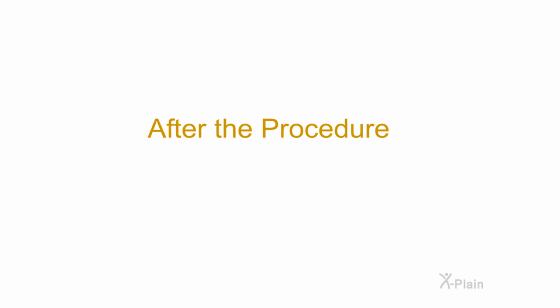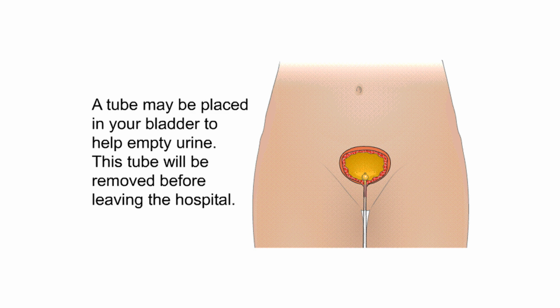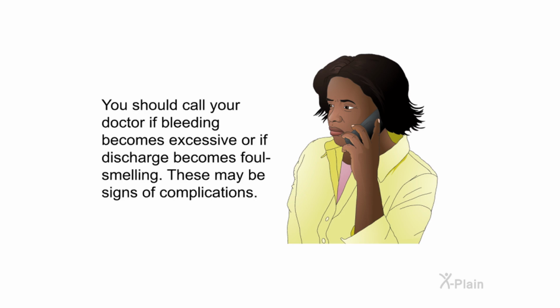After the procedure. After the procedure, you will be allowed to recover from the general anesthetic, if it was used. A tube may be placed in your bladder to help empty urine. This tube will be removed before leaving the hospital. Some cramping is expected after a hysteroscopy, as well as some vaginal bleeding. You should call your doctor if bleeding becomes excessive or if discharge becomes foul-smelling. These may be signs of complications.